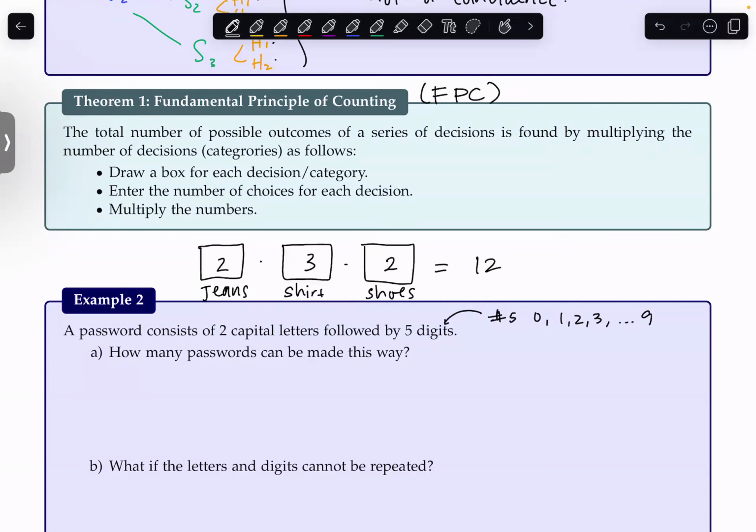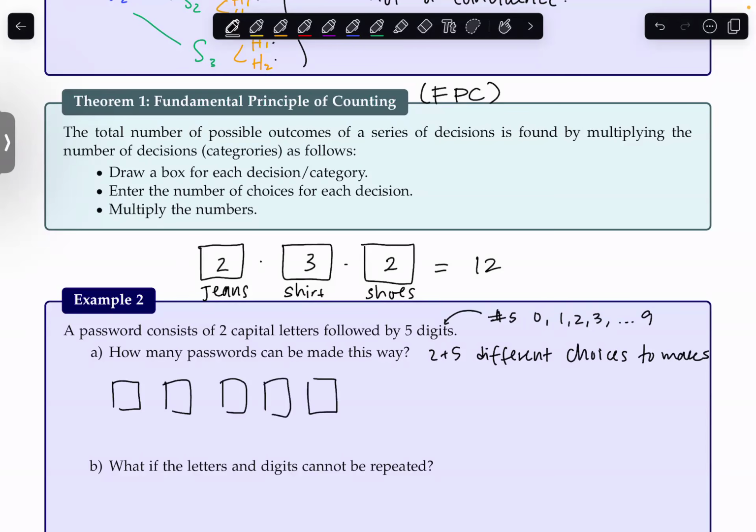So the first thing that we want to realize is that we have 2 plus 5 different choices that we need to make, because there's really 7 positions in our password. So I should really have 7 boxes. Let's see, did I do that right? 3, 4, 5, 6, 7. All right. And in my first 2 boxes, they're going to be capital letters, and in my last 5 boxes, these all can be digits.